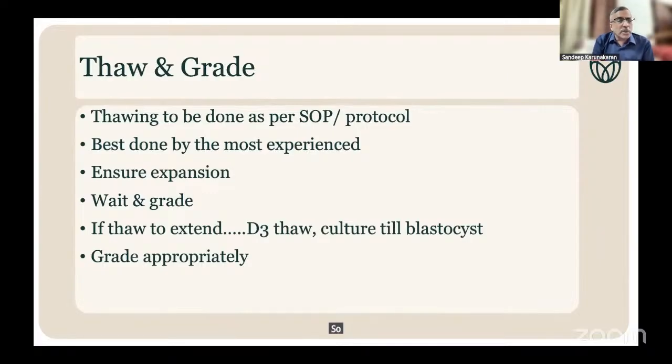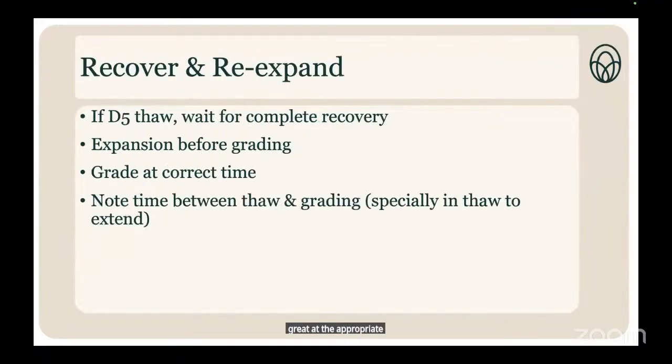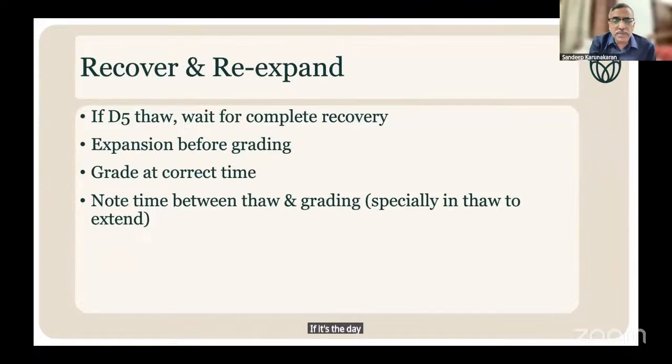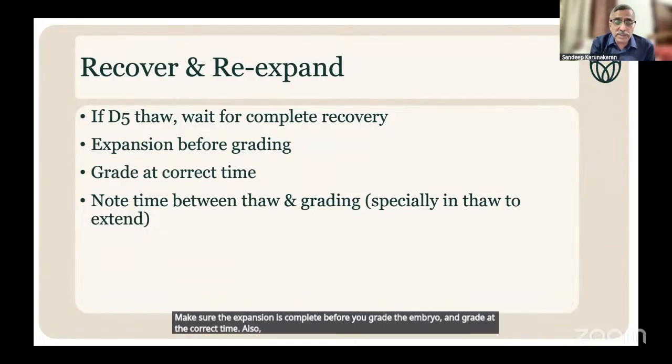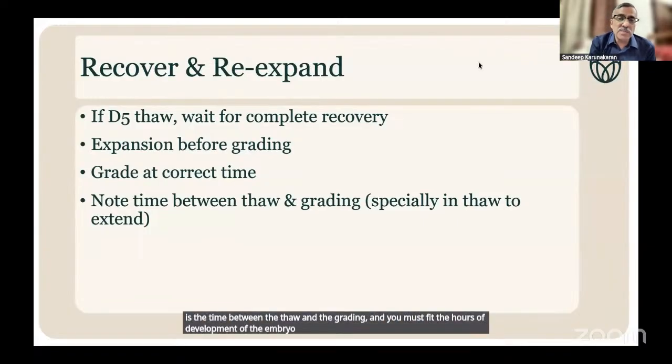So once you thaw, thawing is obviously done as per SOP or protocol, and best done by the most experienced person. Ensure expansion, and grade. If it is a thaw to extend, that is, you do a day 3 thaw and culture to blastocysts, you have to grade at the appropriate time. If it's a day 5 thaw, wait for complete recovery. Make sure the expansion is complete before you grade the embryo and grade at the correct time. Also, what is to be noted is the time between the thaw and the grading, and you must fit the hours of development of the embryo as per the protocol.